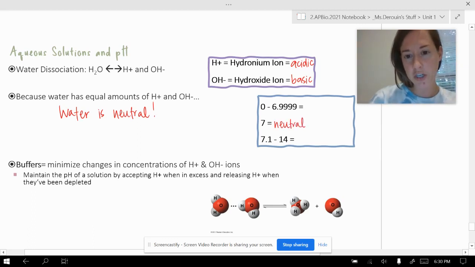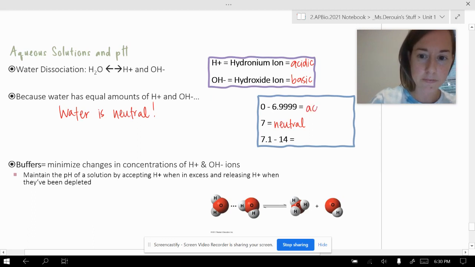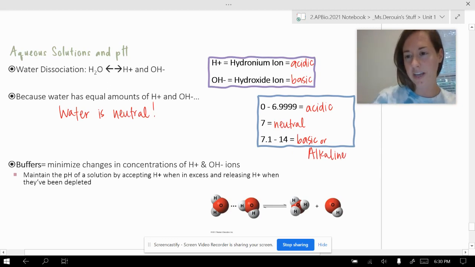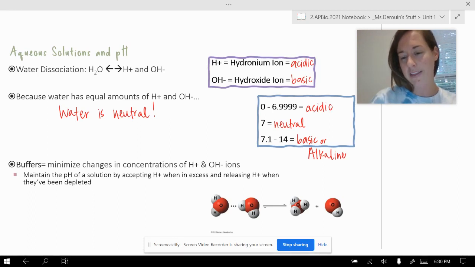A low pH is going to be acidic, and a high pH is basic, or you can also call it alkaline. So if you drink those fancy waters like Essentia or anything that says alkaline water, it's supposed to be better for you. It's slightly basic. The closer you get to 7, the more neutral you're going to get.